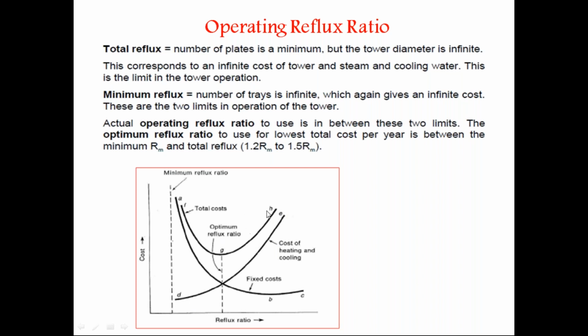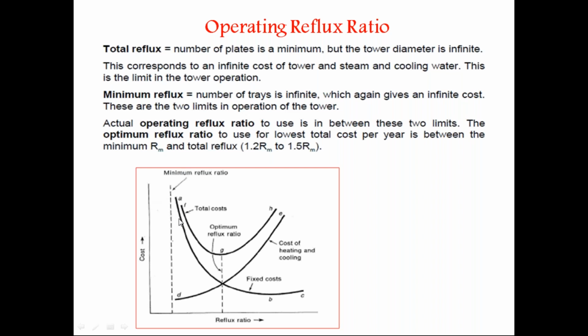When you take the total cost, you are getting that. However, the actual operating reflux ratio to use, in between these two limits, the optimum reflux ratio to use for the lowest total cost per year, is between the minimum reflux ratio and the total reflux ratio. So you can see that, as I told in the last class, starting from the minimum reflux ratio, because just above the minimum reflux ratio you have to take, it will have the highest cost, as it is said here, the number of trays is infinite, therefore the cost will be very high.